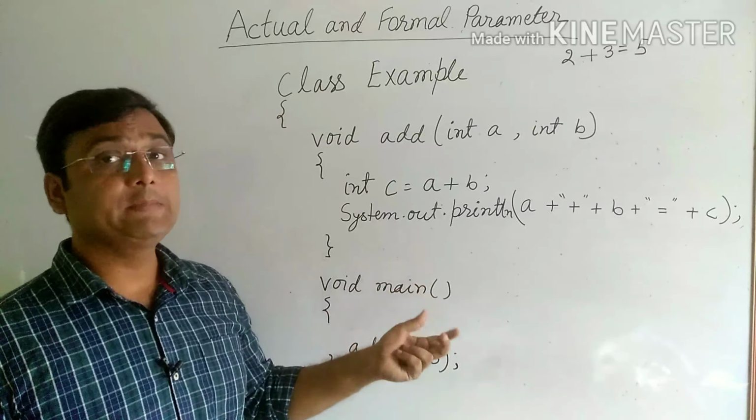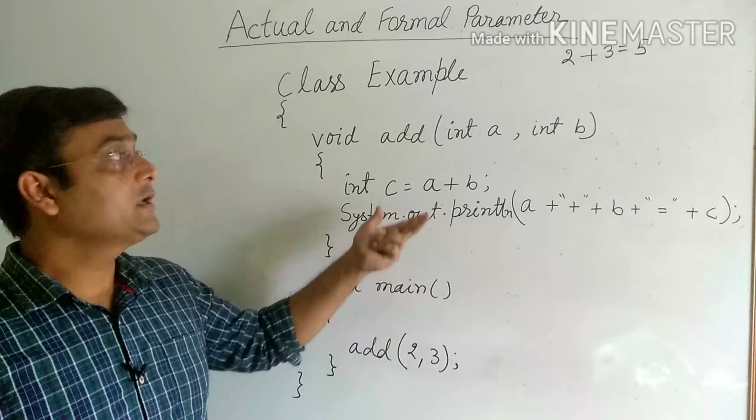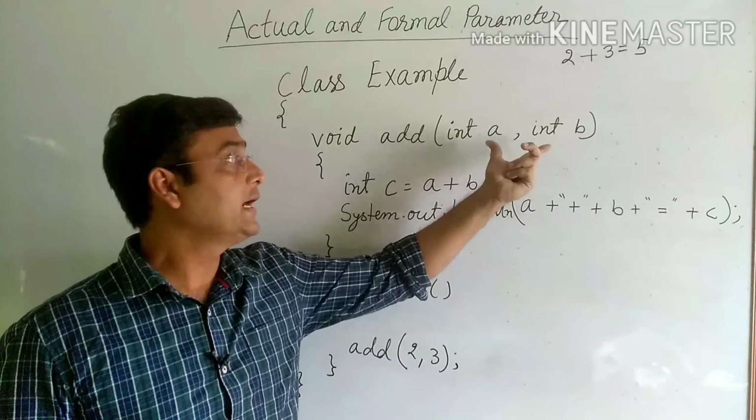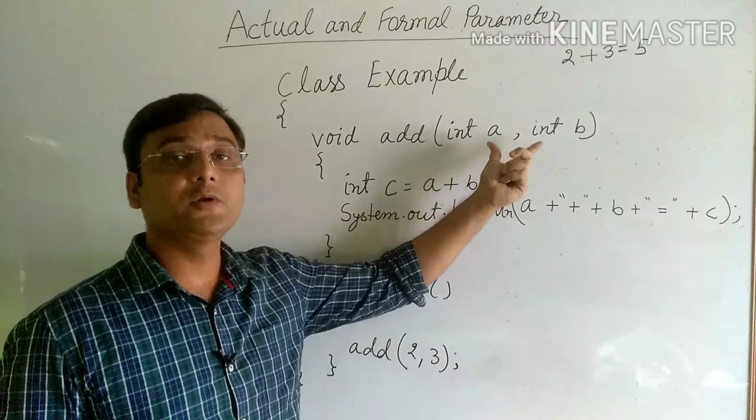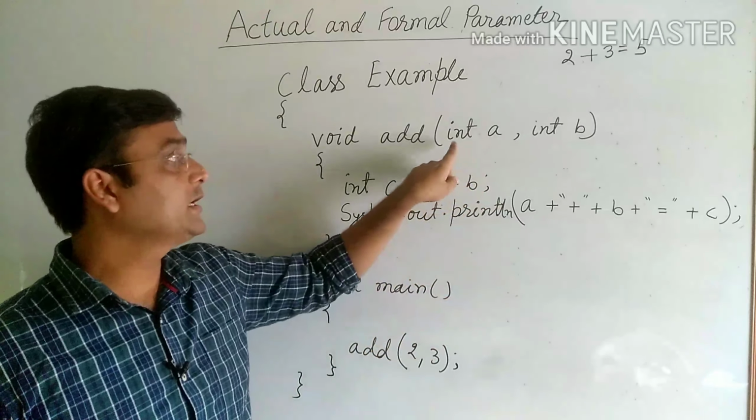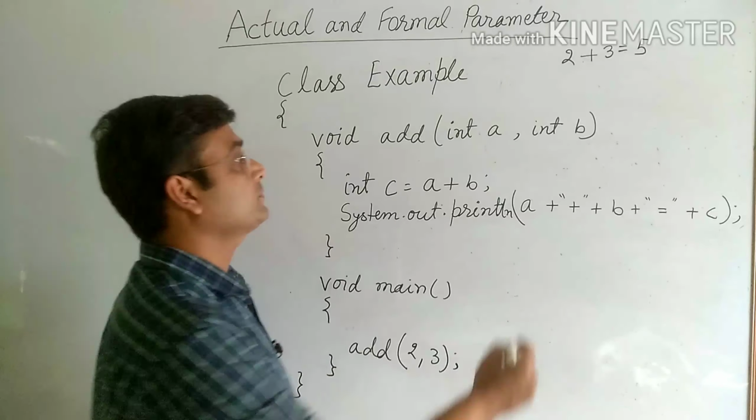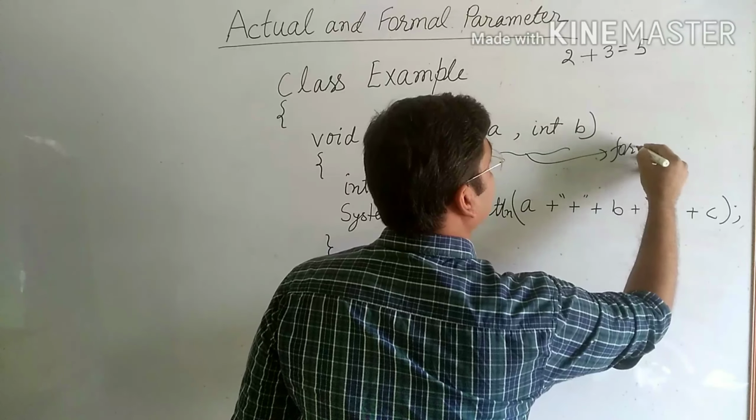So in this concept, where is the actual parameter and where is the formal parameter? Whenever we are declaring formally, at this place, whenever we are writing the definition of the method, at that time they are called formal parameters. Here int a and int b are formal parameters. These both are formal parameters.